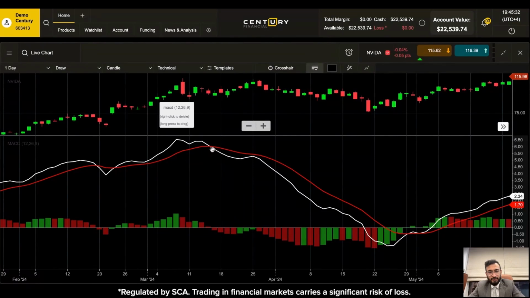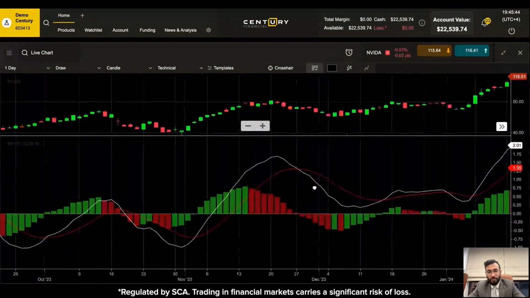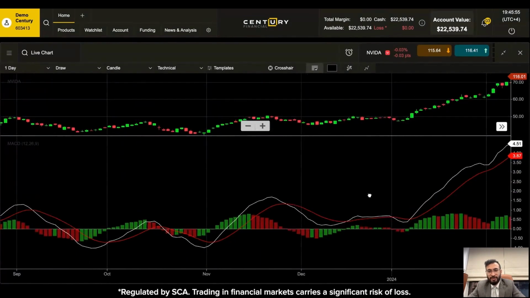Look at these, or this is moving parallel. Look at this. This is the crossover right here. Again on the downside. This crossover, look on the positive side, right? And if it's going above zero, then it's bullish. If it is going below zero, it's bearish. Look at this crossover on the positive side, right? So this is normally how MACD works.